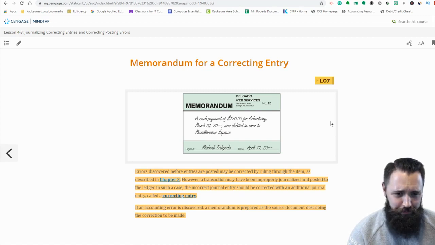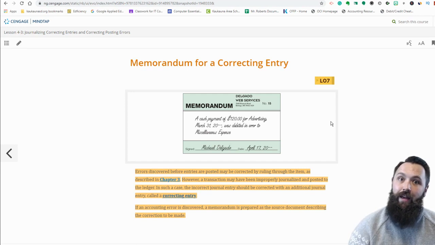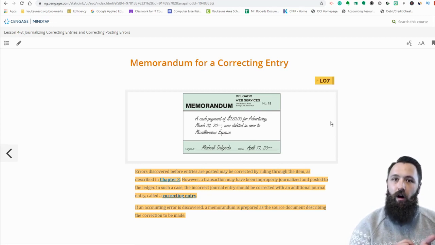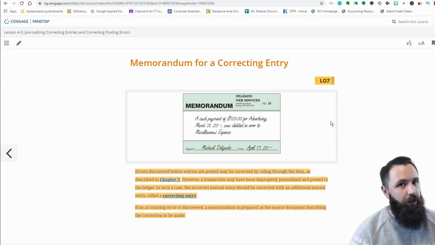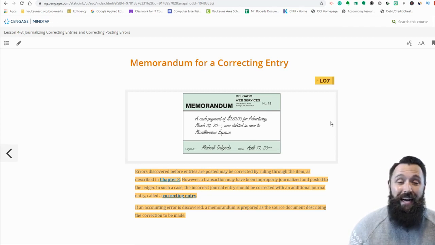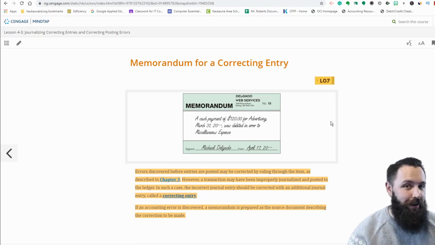This correcting entry. So it says errors discovered before entries are posted may be corrected by ruling through the item as described in Chapter 3. So remember, we journalize and then we post. So if we never posted to our ledger, we can just simply cross off those items and correct it just like we did in Chapter 3. Now, let's say we do post it to our ledger, right? Now, that is going to be something a little different. Now we actually have to create another entry to correct that one. So that's where the source document kind of comes in.